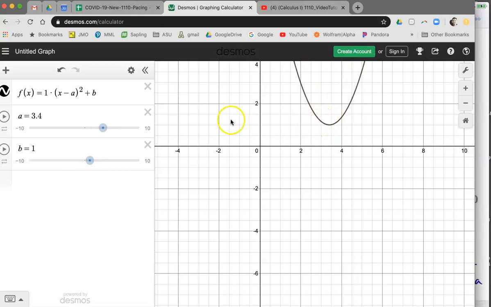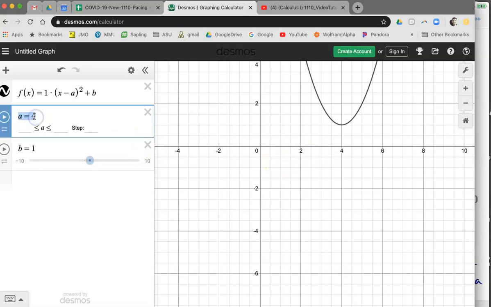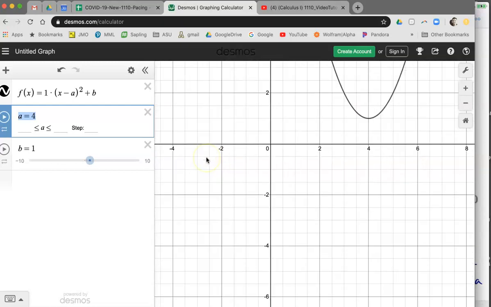This function will always have a local minimum, and that local minimum is going to change with x equal to a. So here we can see that when a is equal to 2, our local minimum is at a value of x of 2, and when a becomes 4, our local minimum is at the same value of a. And that is what we saw mathematically.